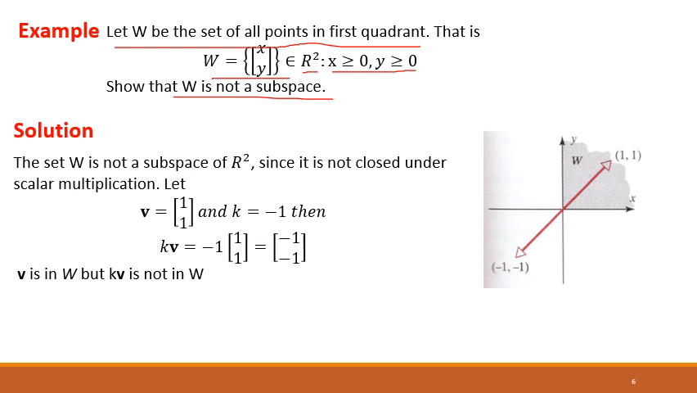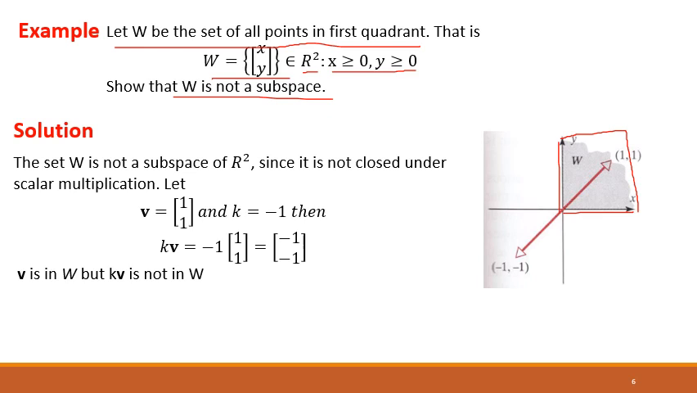contain the zero vector. As W is the first quadrant, it contains the zero vector. The second property is that it should be closed under addition. It would also be satisfied, because when we take two vectors in this first quadrant and add them, the resultant will also lie in this first quadrant.